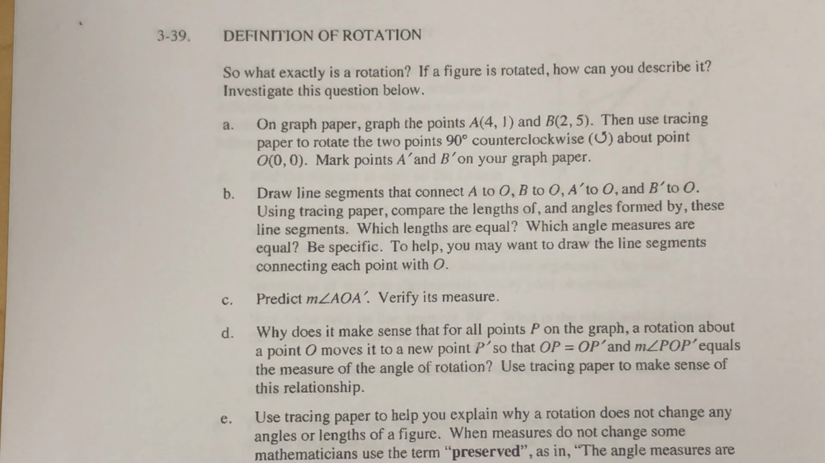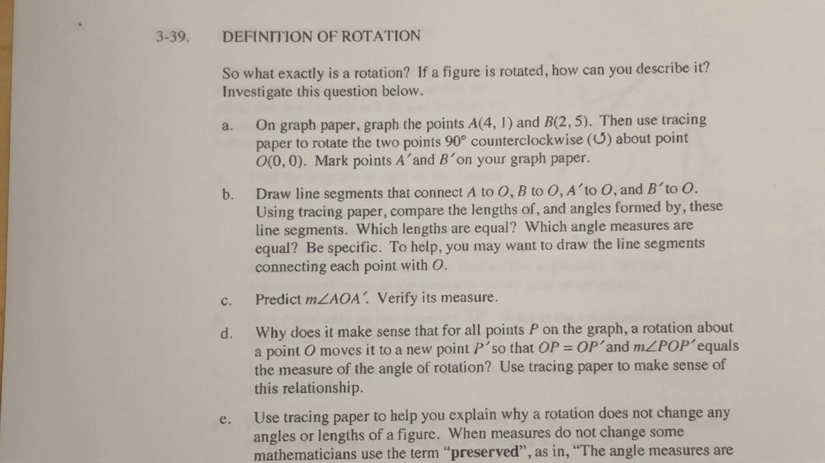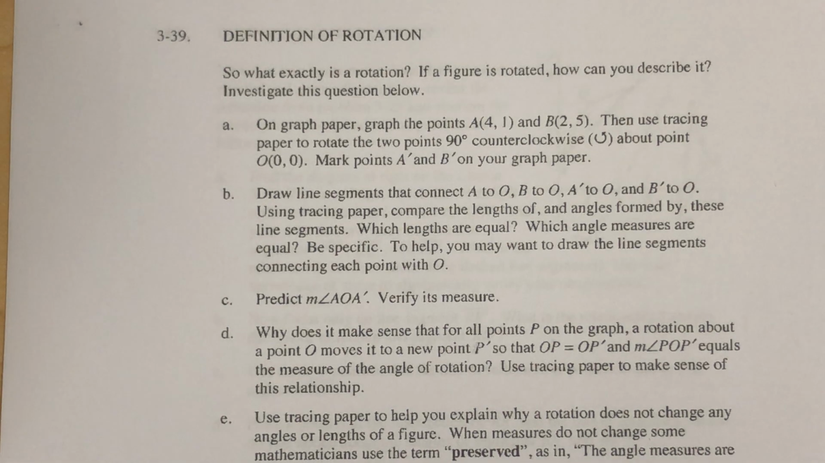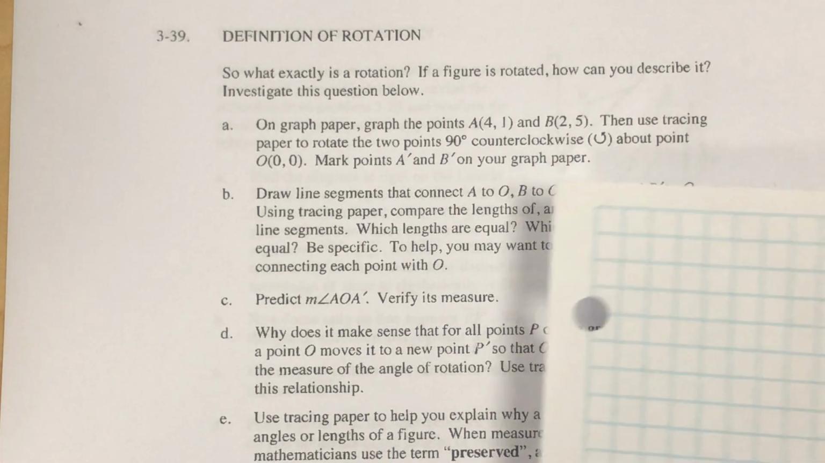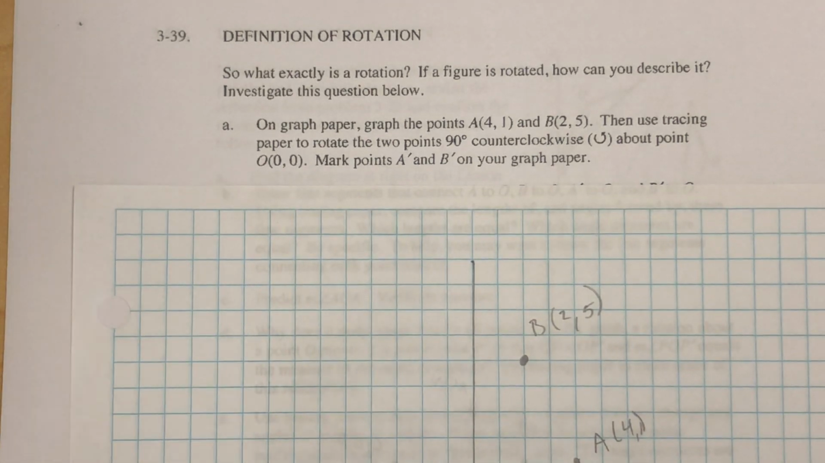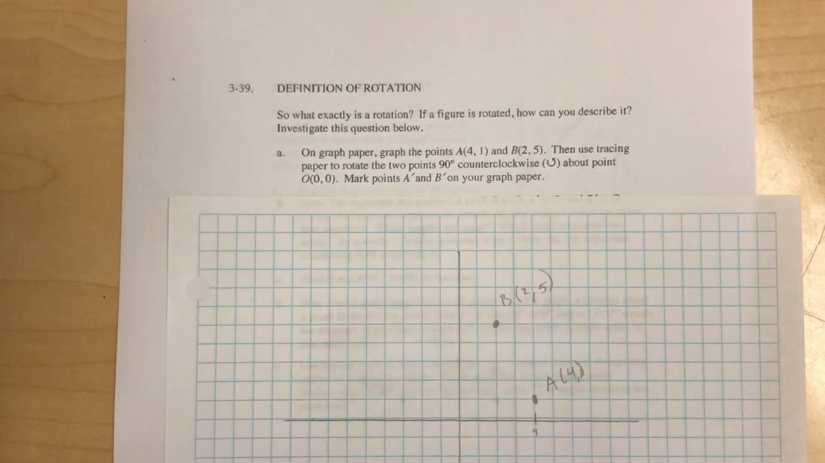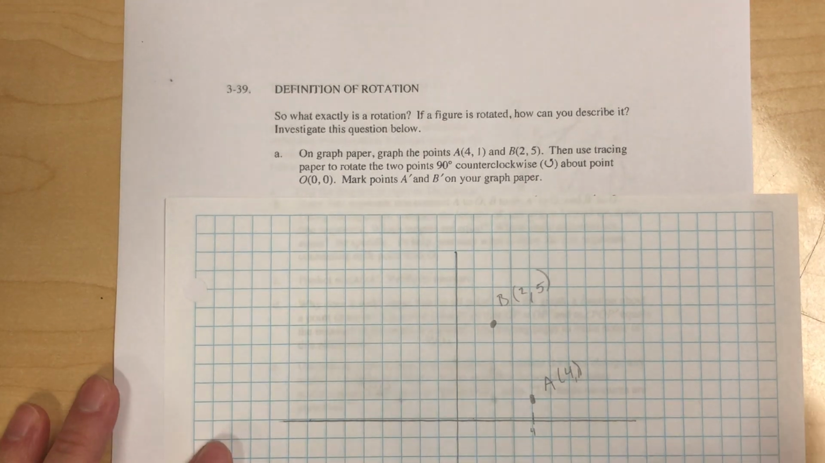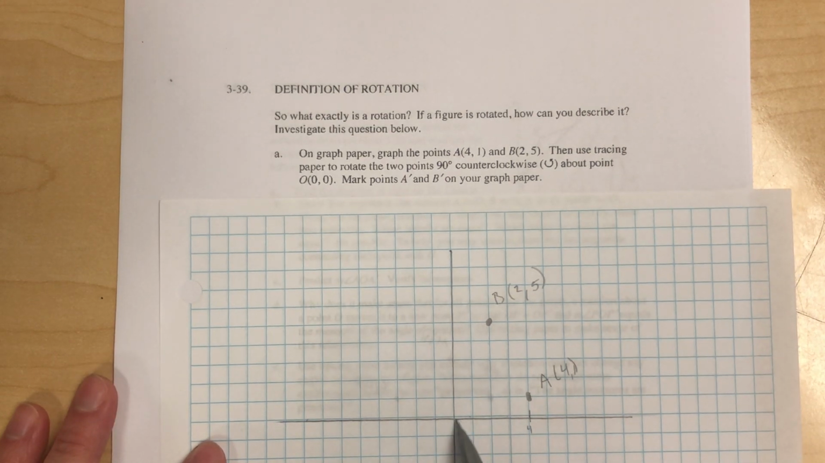to graph these 2 points. So A is (4, 1), and B is (2, 5). So if you need to pause the video, please do so now. But I've already graphed my paper. And so I have it right here, right? So here's my B, (2, 5), so 1, 2, 1, 2, 3, 4, 5, just double check. And then my A is (4, 1), so 1, 2, 3, 4, and then up 1.